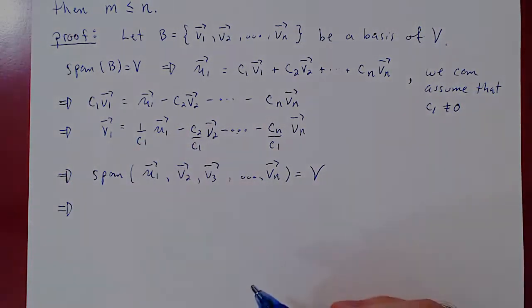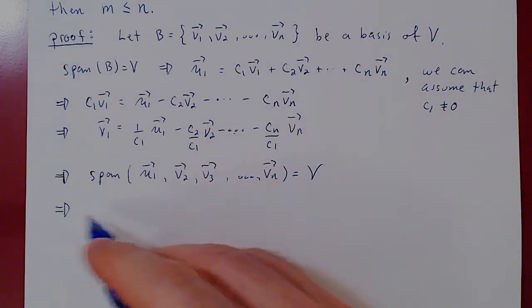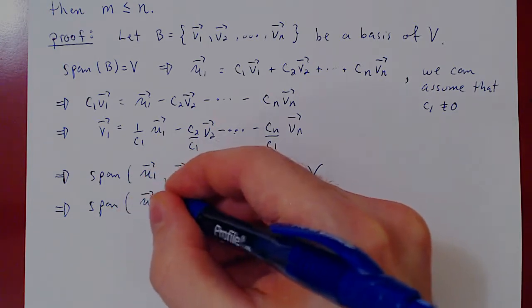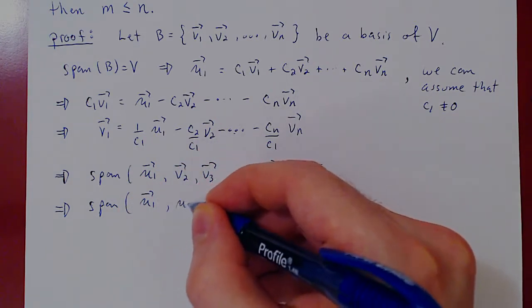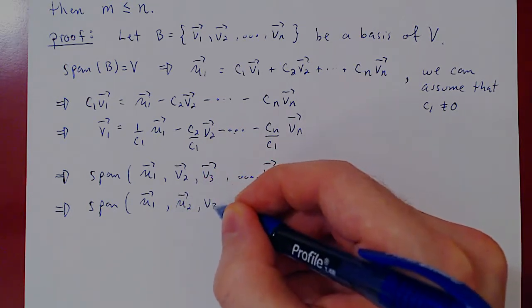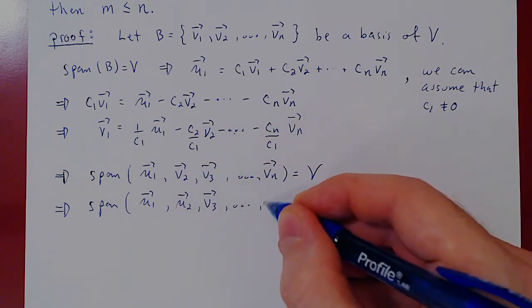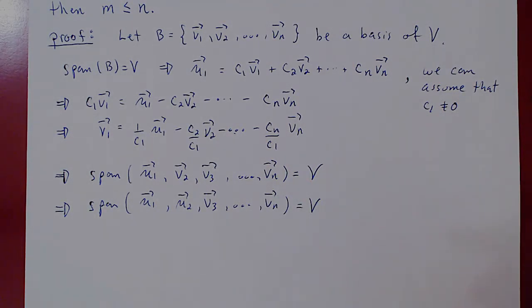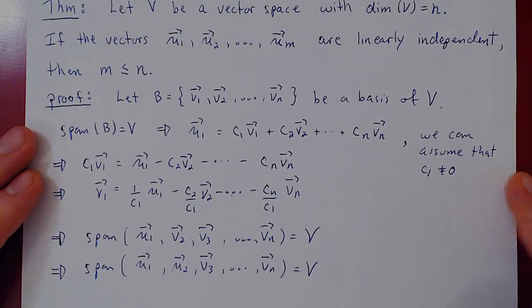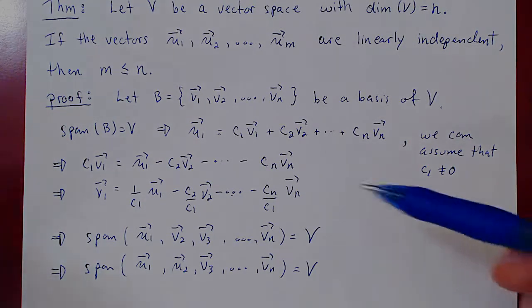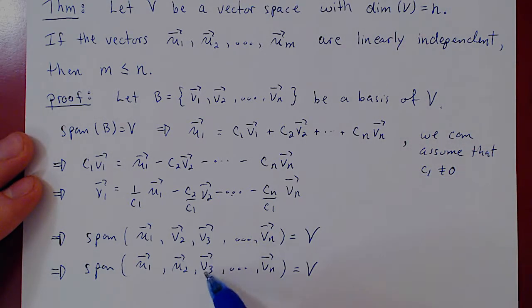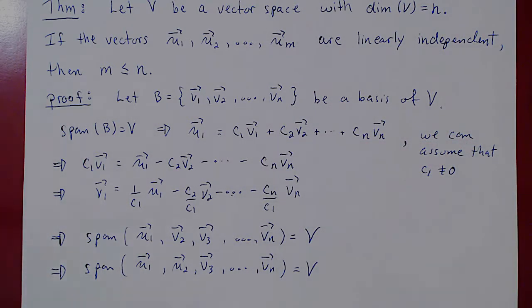So if we just use the same argument, and this is again a copy paste of the previous video, the span of u1, replacing v2 by u2, and then v3 up to vn staying the same, is still the entire vector space V. But now think of it. Now we just repeat, right? We're going to succeed in copy pasting the argument and showing that if we replace v3 by u3, the span is still all of V. And so we keep repeating this.